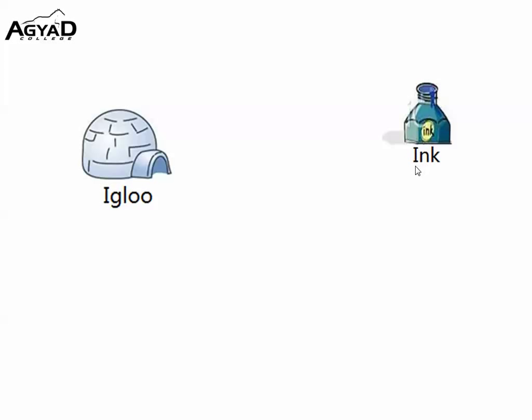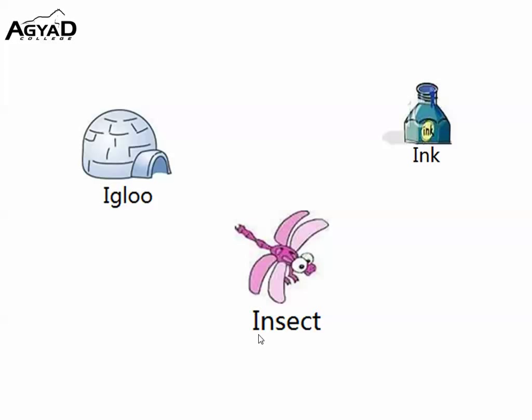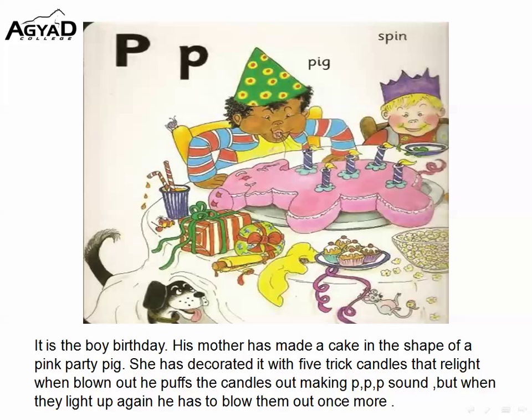Yes, it's ink. Ink. Very good. And the last word that starts with I is insect. Insect. Very good, KG1. Okay, so that was the end of the sound I. We're going to say goodbye I, and let's move on to our next story.